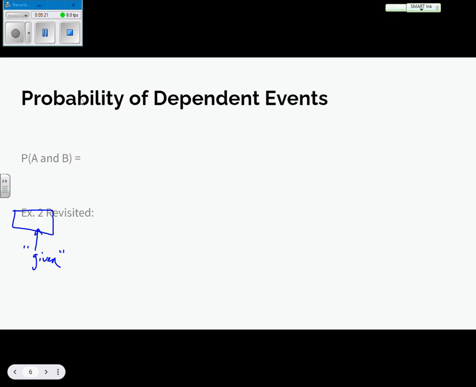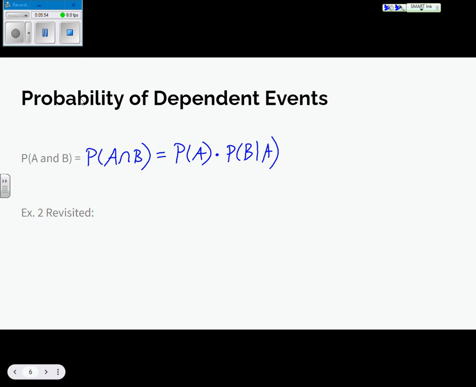So I need to revise my probability of A and B for dependent events. Luckily, I am still using multiplication and I'm still finding the probability of A to start off with, because the probability the first event occurred is going to be just independent of anything else, because nothing else has happened before it. But now I've got to take the probability of B given that A has already occurred.